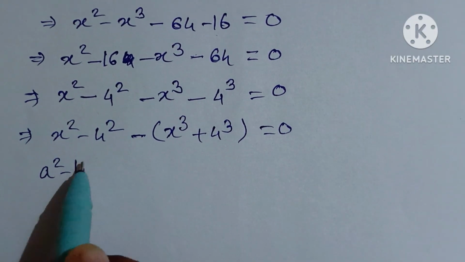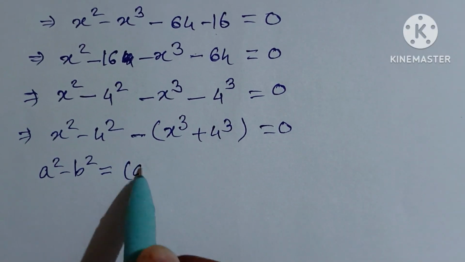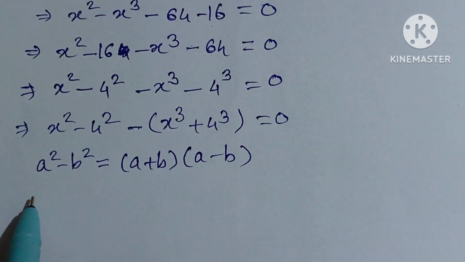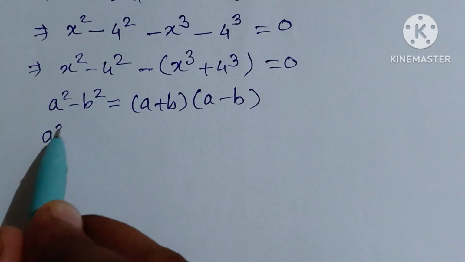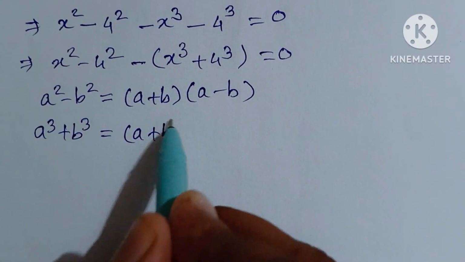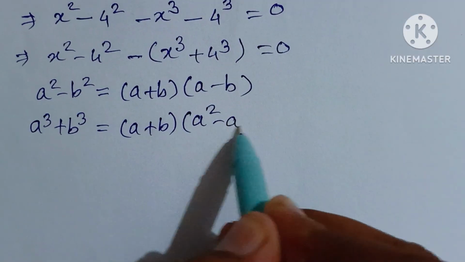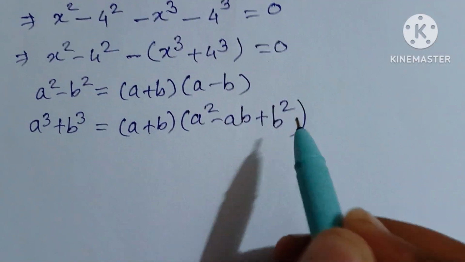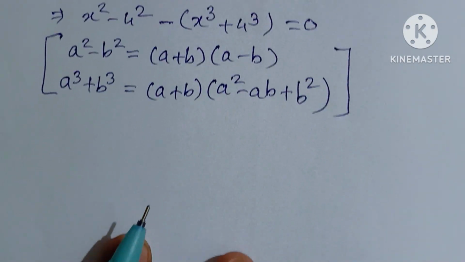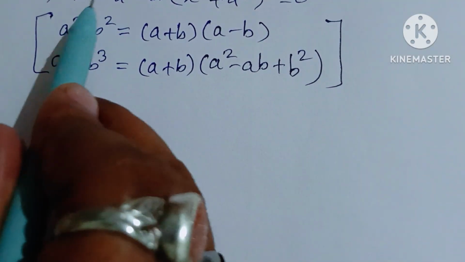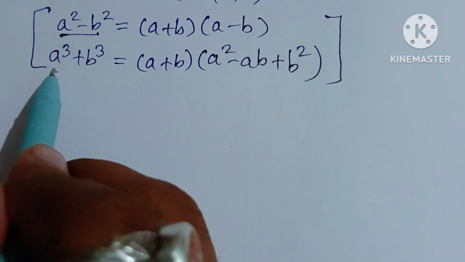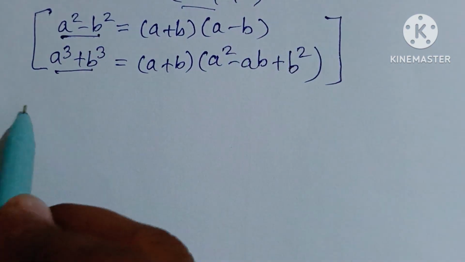a square minus b square equals, in one bracket a plus b, in another bracket a minus b. Another identity we will use here: a cube plus b cube is equal to, in one bracket a plus b, in another bracket a square minus ab plus b square. Now we will apply the first identity to x square minus 4 square and the second identity to x cube plus 4 cube.